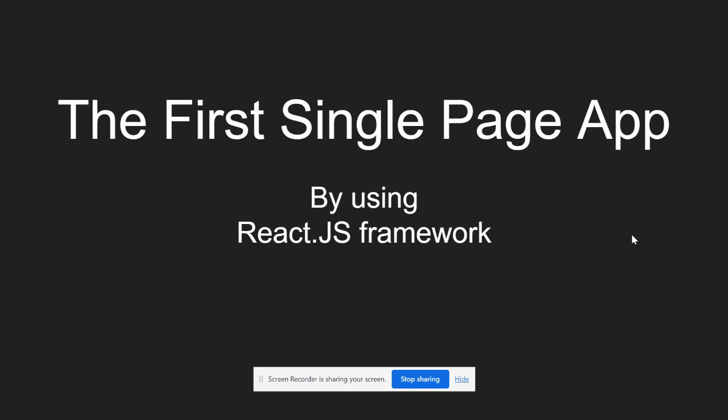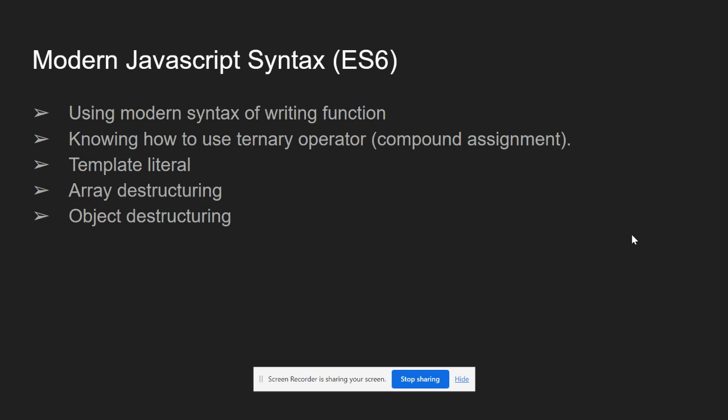In the following slides, I will discuss what we need to know to use React.js, and later on I will jump to my project to show how we use React to make our single page application. To use React.js, we need to know modern JavaScript syntax, mostly writing modern syntax of functions using the ternary operator, increment, compound assignment, template literals, etc. Also, we need to know higher order functions like map, filter, forEach, etc. And also, we need to know how to destructure objects and arrays.